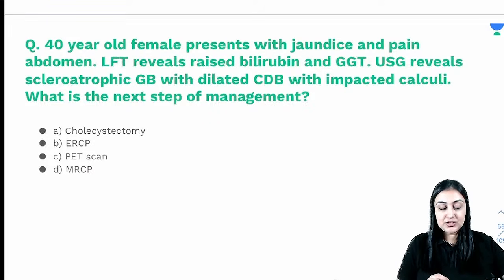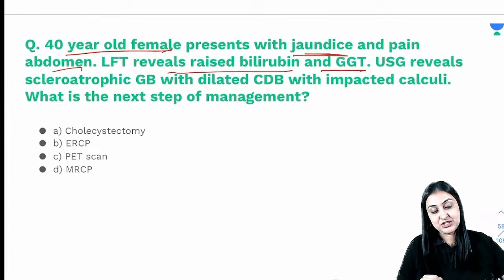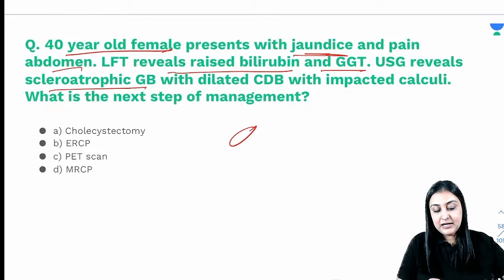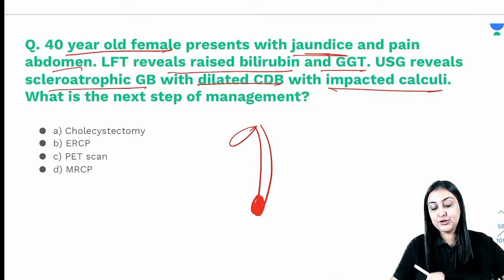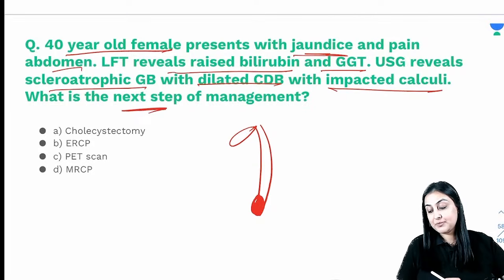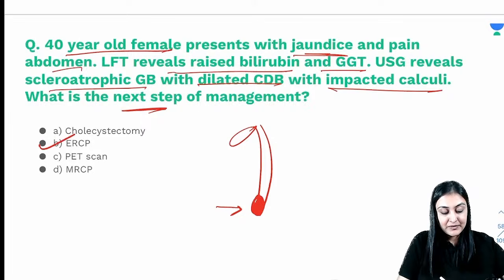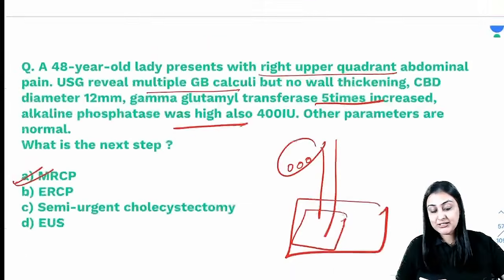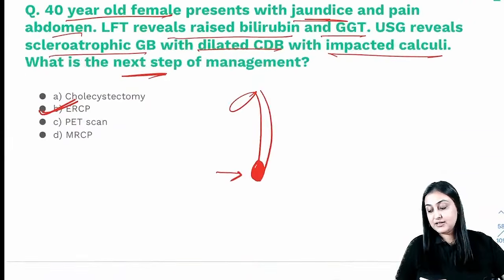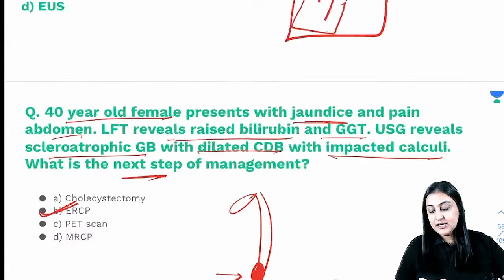Now, look at this question. Again, an AIIMS question. 40-year-old female with jaundice, pain abdomen. LFT reveals raised bilirubin, GGT. Ultrasound reveals scleroatrophic gallbladder, a small gallbladder, with dilated CBD with impacted calculi. What is the next step? Now what will you do? Calculi is visible. ERCP, right? Why do MRCP when I already know the cause? Do you see the difference? Yes, that is the difference between the two questions.